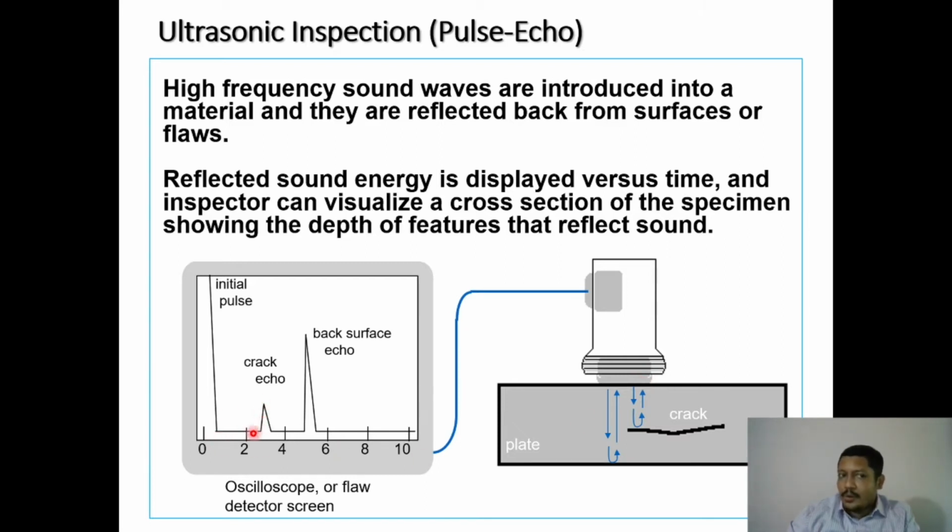The crack echo: this is the initial pulse, where no defect is taking place. When it encounters a crack, you can see that the crack echo appears earlier. That is, the travel time for your sound wave is reduced. By comparison with this, you can see where the defect has happened and to what length the crack is present inside the material. That is called the ultrasonic inspection pulse echo technique.